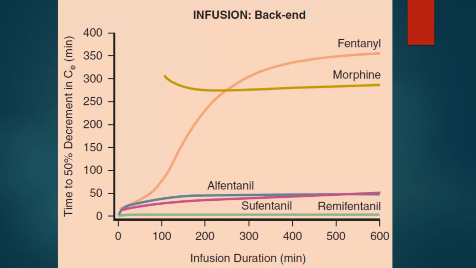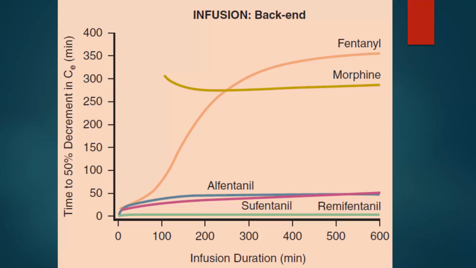So again, this is infusion back-end kinetics, and the big take-home messages from this graph are, first of all, for most drugs, the context-sensitive half-time changes with time. So for brief infusions, the predicted back-end kinetics for the various drugs don't really differ that much. Again, remifentanil is the infusion here.